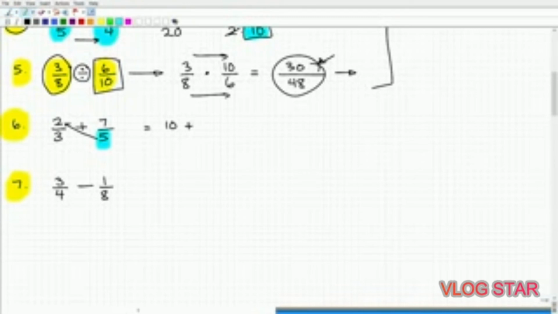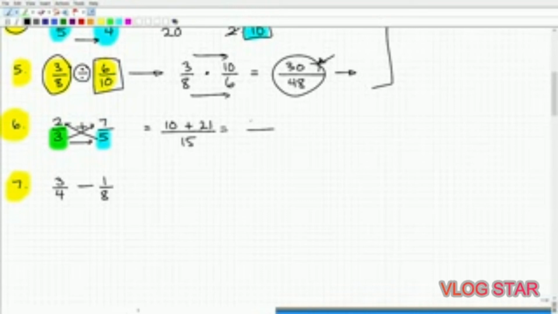Then you're going to take this number and we're going to multiply across this way, in a diagonal fashion. So 3 times 7 is 21. This is our numerator, so we're going to draw a little fraction bar. Now to get to our denominator, we just simply multiply the bottom numbers. So 3 times 5 is 15. And we just simplify this.